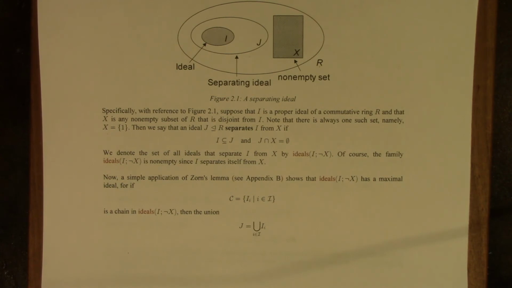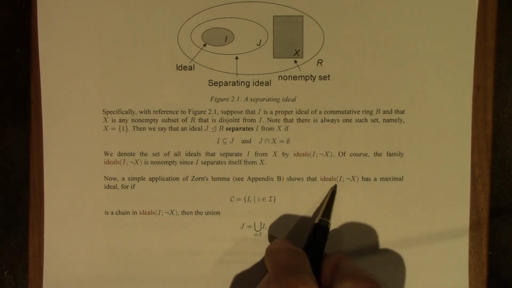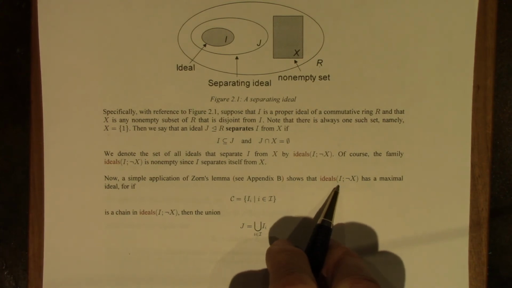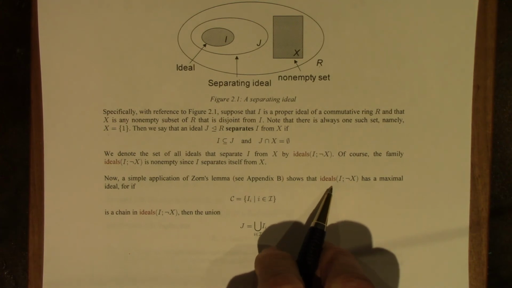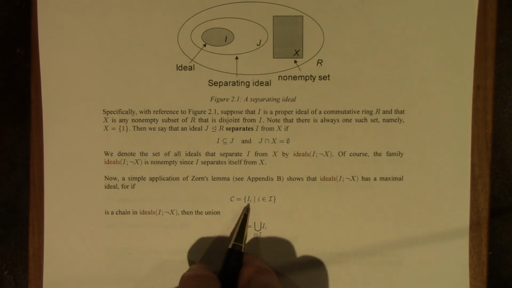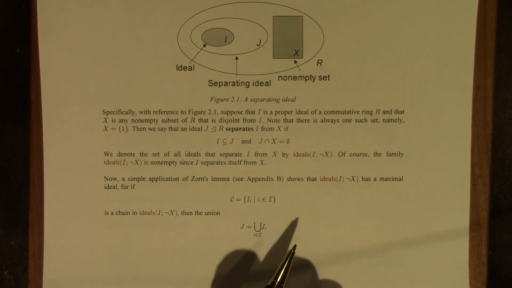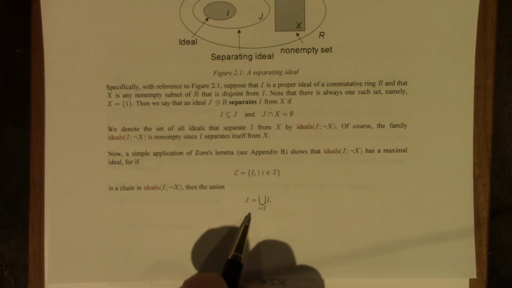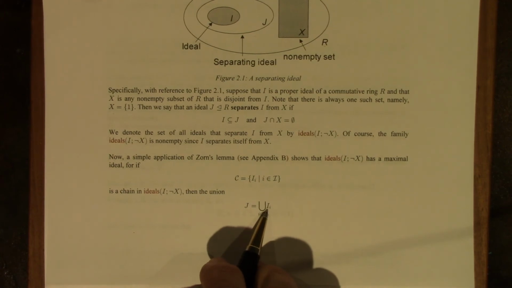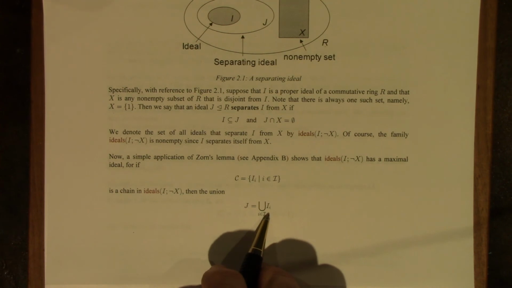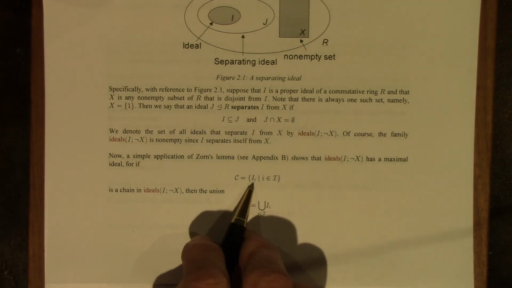Now a simple application, if you don't mind me saying so, of Zorn's lemma, and you can review Zorn's lemma in one of the appendices to this book, shows that this family has a maximal member, a maximal ideal. Because if we take a chain of ideals in the family, the union is an ideal. We discussed this a while ago. The union of ideals in general is not an ideal, but the union of a chain of ideals is an ideal. And this ideal contains I. In fact, all of these members contain I, so their union does. And it is disjoint from X because all of the members are disjoint from X.